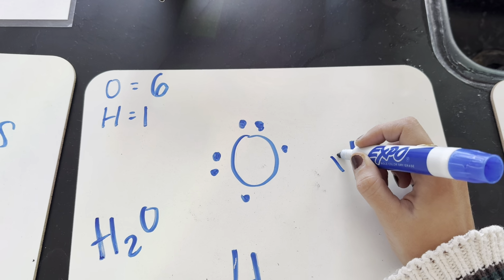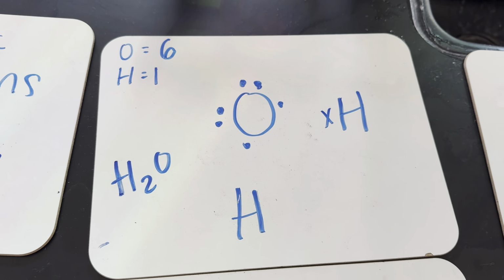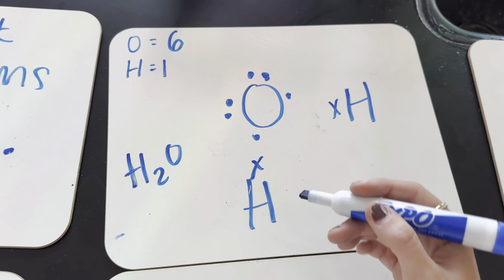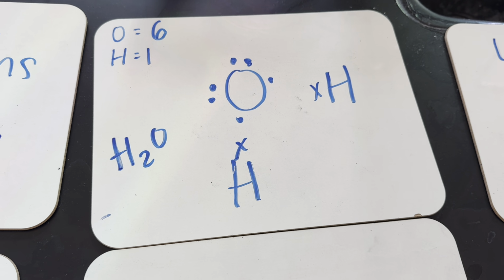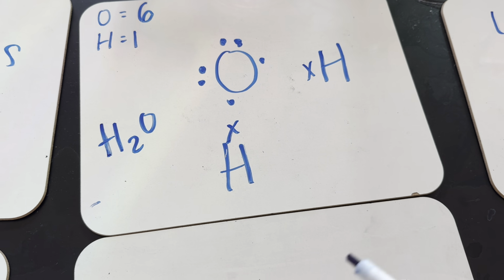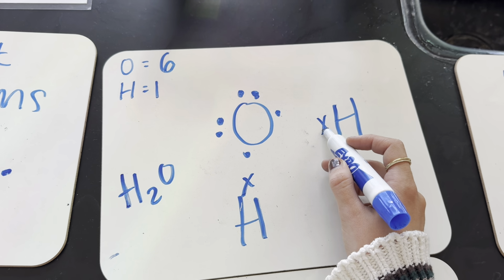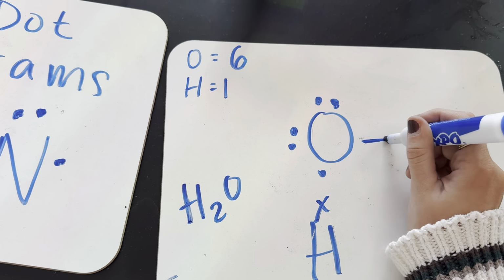So I'm going to do 1 X here, and the reason I'm putting it on this side is because it's in the direction of another atom I want to bond to. And then same here, 1 valence electron. There it is, and it's in this direction. And I can connect or pair up dots and X's and replace them with a line. So this dot and this X can now become one line.